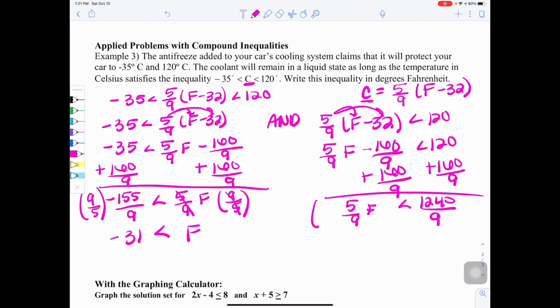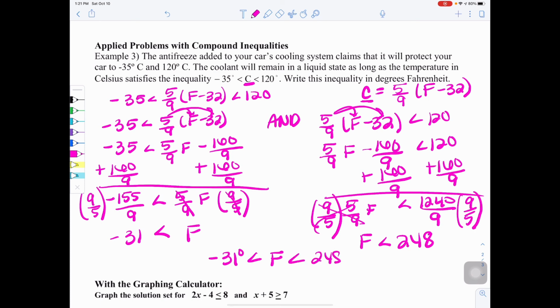Again, we're going to have to multiply by the reciprocal in order to get F alone, which is going to cancel these out, and we get F is less than, when you figure this one out, you're going to get 248. So now we know our final answer is we've got to go from negative 31 degrees, it's Fahrenheit now, up to 248 degrees. We have converted it into Fahrenheit.